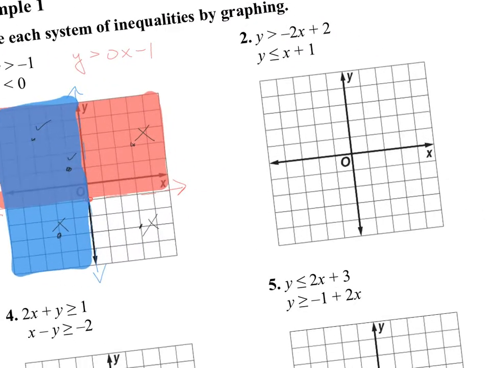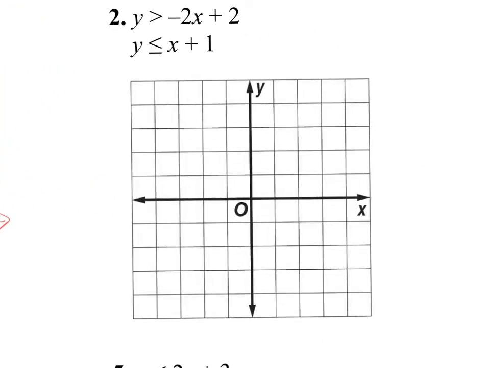All right, so let's go to number 2 here. And we're going to start our first equation. It says that -2x plus 2, so we're going to start at 2, down 2 over 1. Okay, I'm getting a few points there. Again, I'm going to have a dotted line.